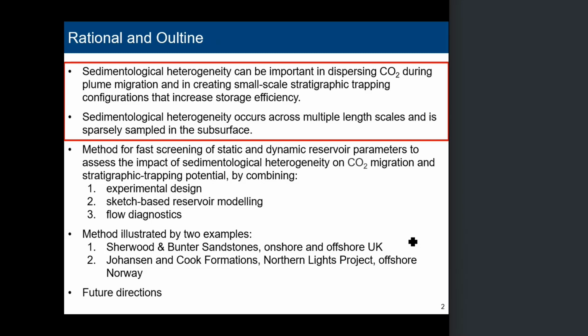We illustrate that with two examples: the Sherwood sandstone and Bunter sandstone. These are Triassic fluvial sandstones, which around the UK, onshore and offshore, are the best candidates for subsurface storage of CO2 and lots of other fluids as well. And the second example uses data from the Johansen and Cook formations, offshore Norway, the Northern Lights project. I should say that everything from those two case studies was done by Jafar and Will, the two MSc students. What I show you will basically be 3 months of work on their part, and they weren't expert modelers when they started this work.